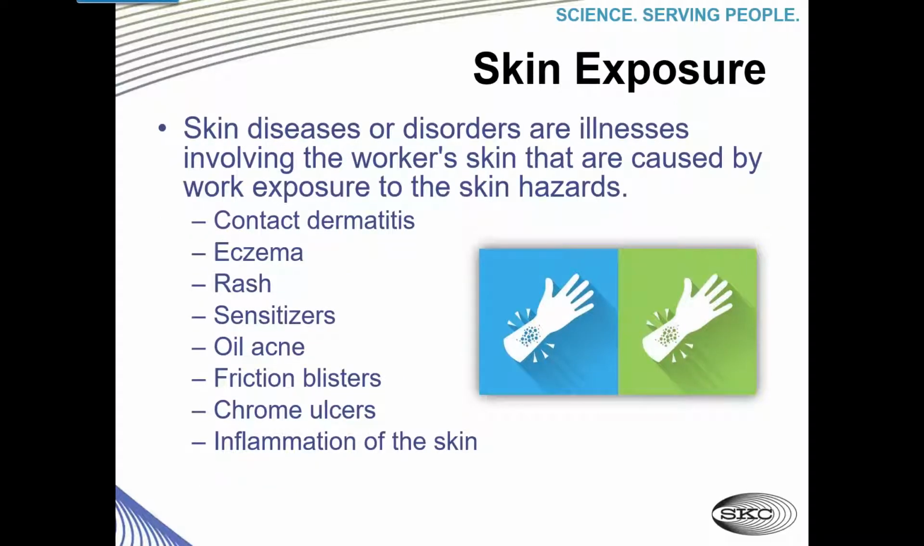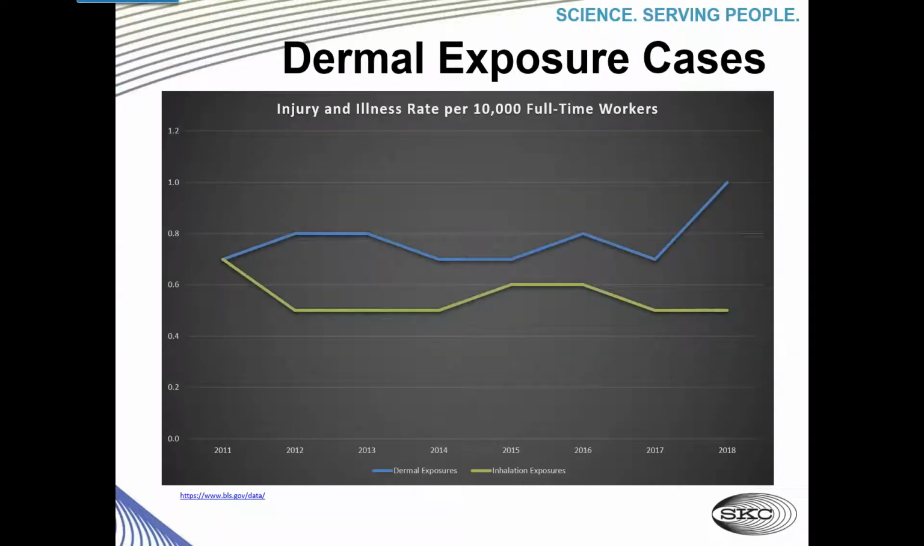Our skin is exposed to many agents. According to the U.S. Bureau of Labor Statistics, skin diseases or disorders are illnesses involving the worker's skin that are caused by work exposure to different agents. Examples are contact dermatitis, eczema, rash, and some of the ones that you see here on the slide. Skin exposure in the workplace is a significant problem in the United States. Both the number of cases and the rate of skin disorders exceed the recordable respiratory conditions.